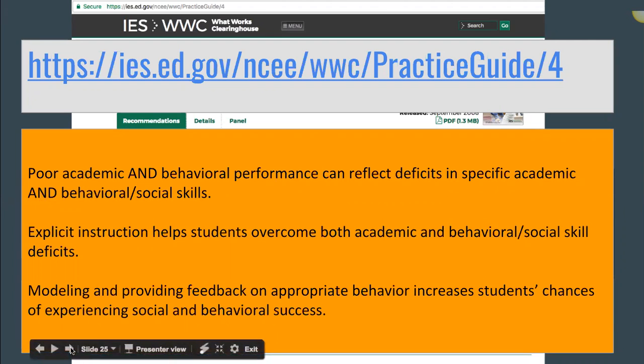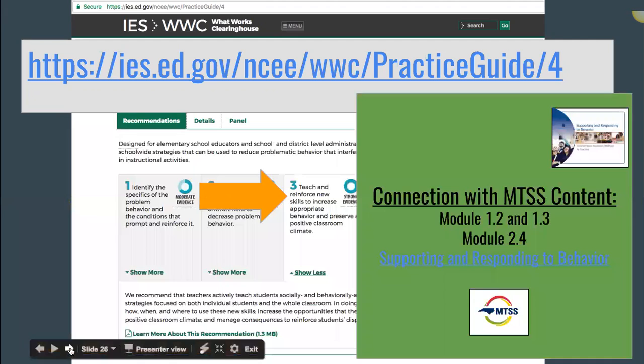Now let's make some connections to our MTSS content. In Module 1.2, you looked at defining your core, which included your academic and behavioral core, and as a part of that, the behavioral core would also include social skill instruction. You also reflected on how students were doing and how teachers were doing in terms of teaching and reinforcing these new skills, and you would have done that work in Module 1.3.